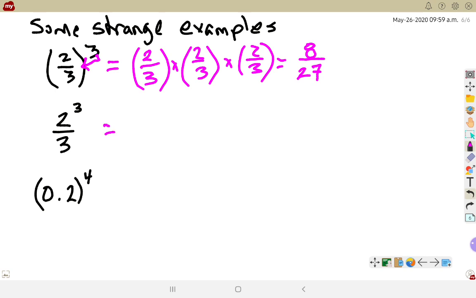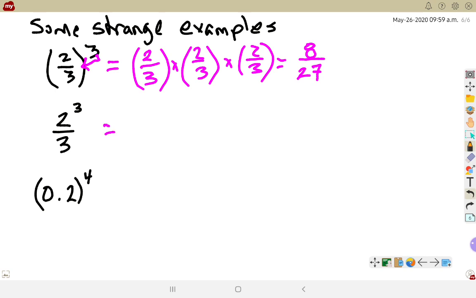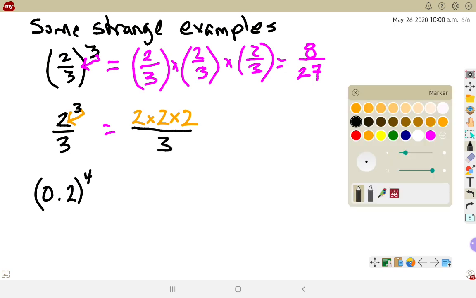For the second example, when I look at that exponent of 3, this exponent of 3 is directly touching the 2. It is not touching the denominator of that fraction. It's only touching the numerator. So this one, the numerator is repeated 3 times, but since the exponent wasn't touching the denominator, the denominator has to stay as a 3.